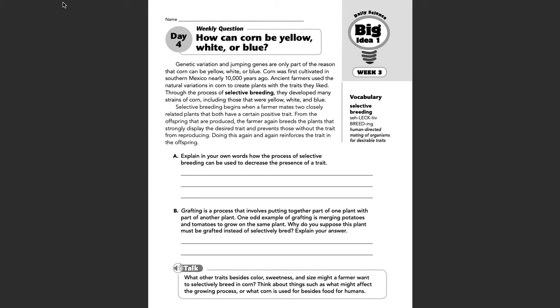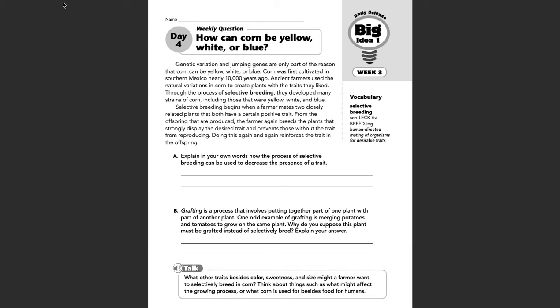Continuing that discussion that we started on Monday with how can corn be yellow, white, or blue. Yesterday we kind of got into jumping genes. We've discussed DNA, traits being inherited and passed down through animals. And now this week we've talked about how those same things can occur in plants. And today we get into selective breeding. So I will read through the passage, follow along, and then we'll move on to parts A and B.